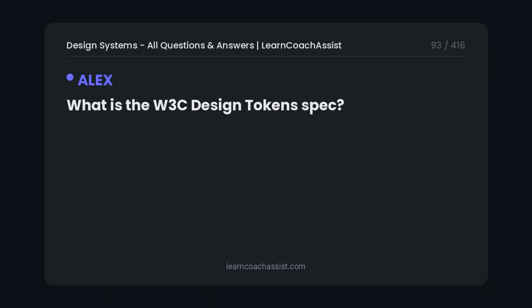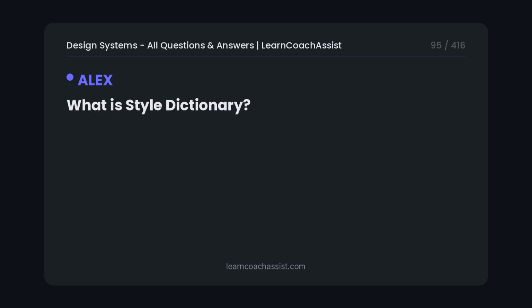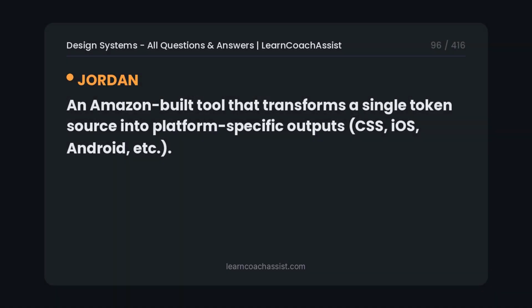What is the W3C design token spec? A community-driven specification for a portable JSON format describing tokens, allows interchange between tools. What is Style Dictionary? An Amazon-built tool that transforms a single token source into platform-specific outputs, CSS, iOS, Android, etc.